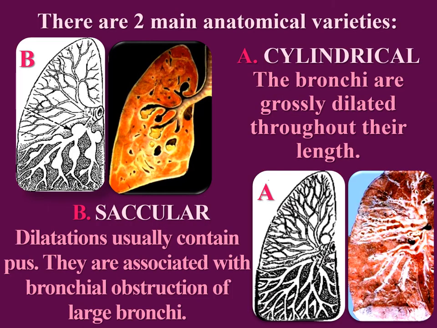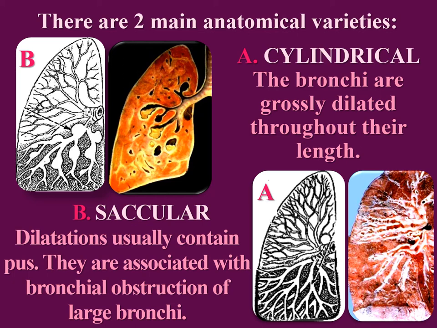Two main anatomical variants of bronchiectasis are described, cylindrical and saccular. Cylindrical bronchiectasis almost always affects the small bronchi and is found in the lower lobes. The bronchi are grossly dilated throughout their length. Intervening lung tissue is non-functioning and much of it is fibrosed. In saccular bronchiectasis, dilations tend to be more localized, exaggerated, and usually contain pus. They are rounded, may be single or multiple, and occur in large and medium-sized bronchi. Sometimes they are associated with bronchial obstruction due to tumor, enlarged glands, or foreign body.